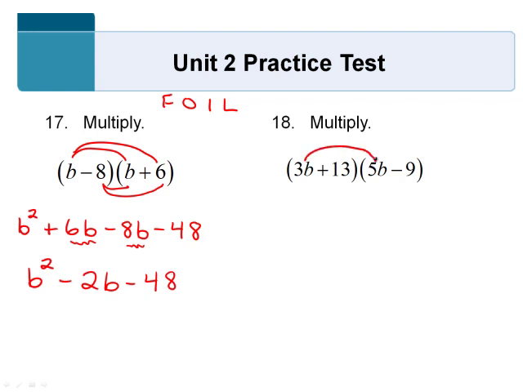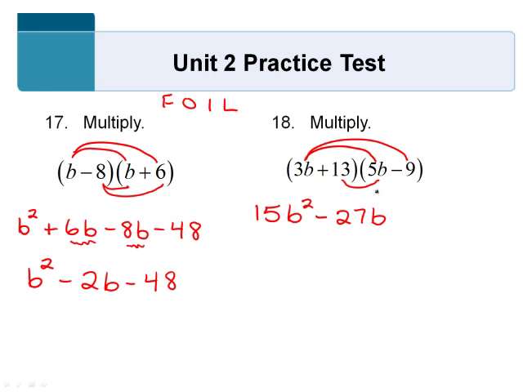3b times 5b is going to be 15b squared. That's the first terms. Then we do the outer. We're distributing the 3b. That's all we're doing. So that's going to be negative 27b. All right. Now you go back with the 13.